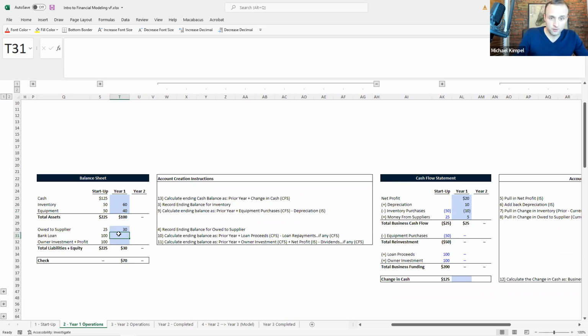Then down below, we have our bank loan. We didn't borrow any new money, and we didn't pay back any of the loan this year. So we're going to take the bank loan and simply add in the amount that we borrowed, which is 0 in this year. It's going to be an ending balance of 100, because we didn't change the loan.